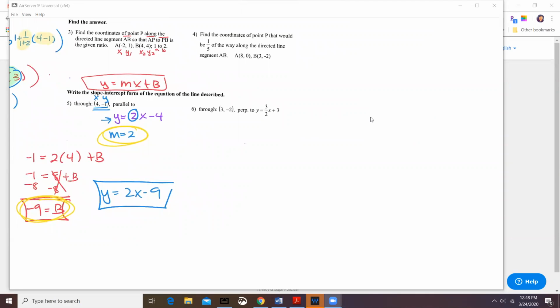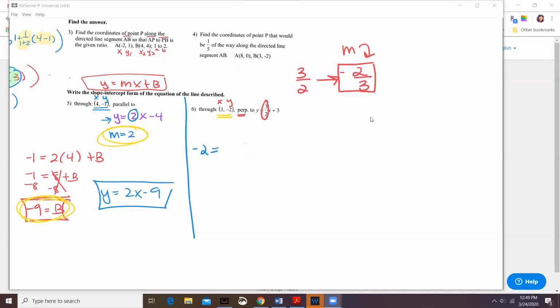Okay, if it is going to go through this point, so this is x and this is y, and it's perpendicular to 3/2, if you swap your numerator and denominator and then change the sign, you have -2/3. So this is what your slope is going to be if it's perpendicular. And then again, we're going to use this x and this y.